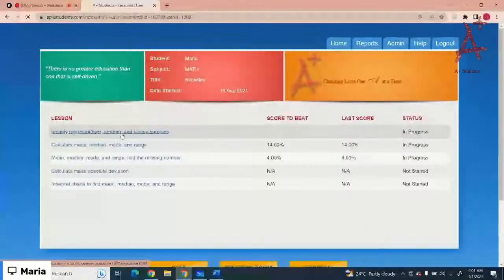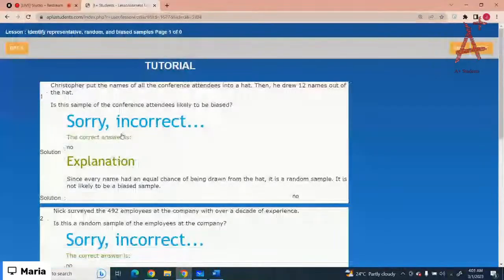Let's start with the first lesson. Here I am on grade 6 maths. The chapter name is statistics and the lesson is identify representative, random and biased samples. Let's start with the first example. Christopher put the names of all the conference attendees into a hat. Then he drew 12 names out of the hat. Is the sample of the conference attendees likely to be biased?